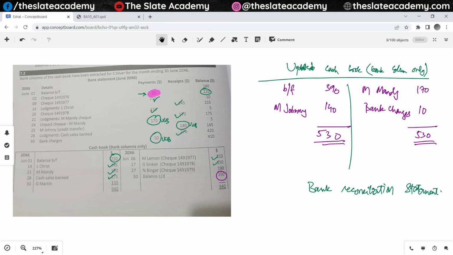हाँ जी, what's the carried down balance? 450 20 minus 70 3, 350. 350, is that what you're getting?